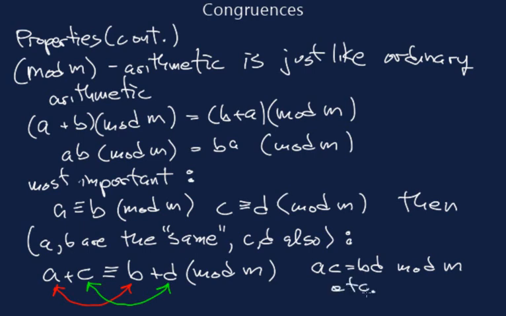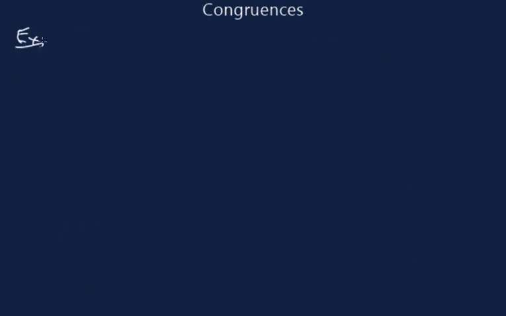And similarly with a product. If you take a times c, you can replace the a with b or the c with d, and you still get the same answer. Okay, let's do a simple example of this just to illustrate that I'm not talking nonsense, but I'm also not talking triviality. There's a little bit going on here that might not be obvious.